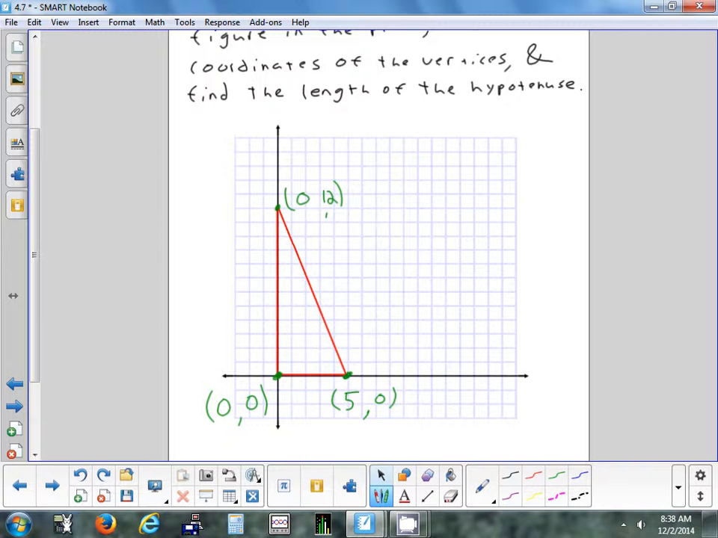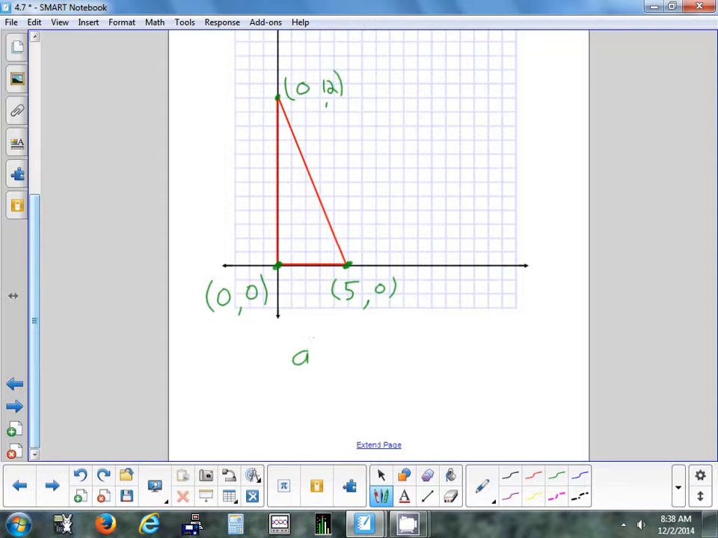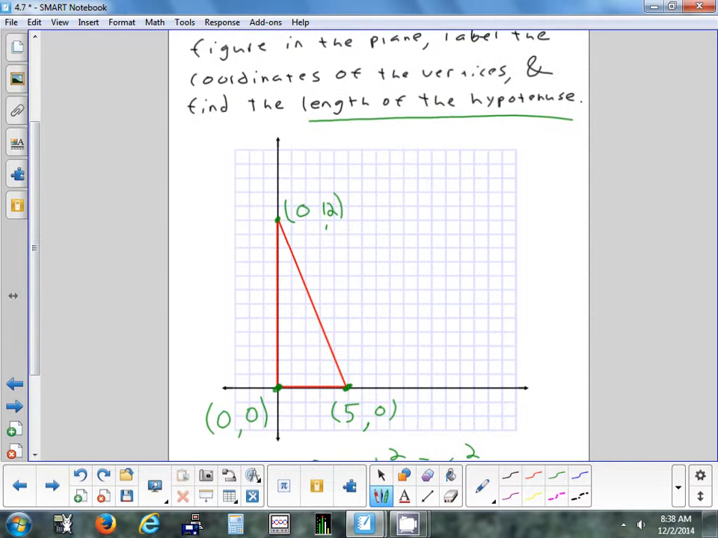Okay, and now let's find the length of the hypotenuse. That's the last thing they wanted. What theorem could we use to do that? A squared plus b squared equals c squared. Yep, what's the name of that? Pythagorean theorem. Good. So a squared plus b squared equals c squared. So a and b are my legs. C is the hypotenuse. Okay, let's find the length of the legs. Katrina, what's the length of the bottom leg? 5. Yep, it's 5 units.